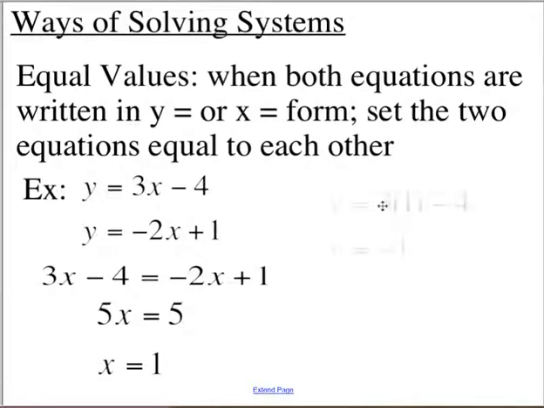And when I do that, I get y equals negative 1. And then to write this as a coordinate, you get 1 comma negative 1. And so the first one is my x, the second one is my y. If I were to plug this into the second equation, I would get the same answer.